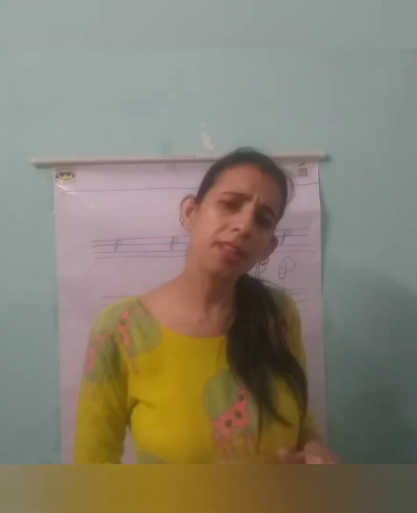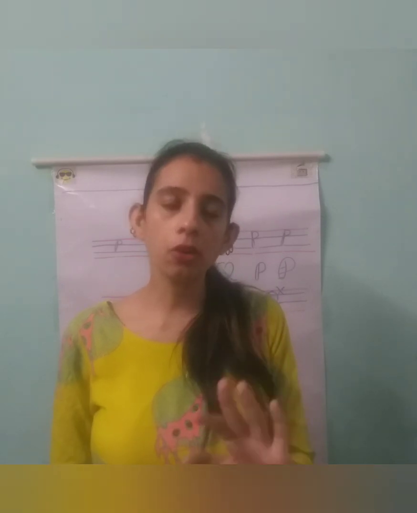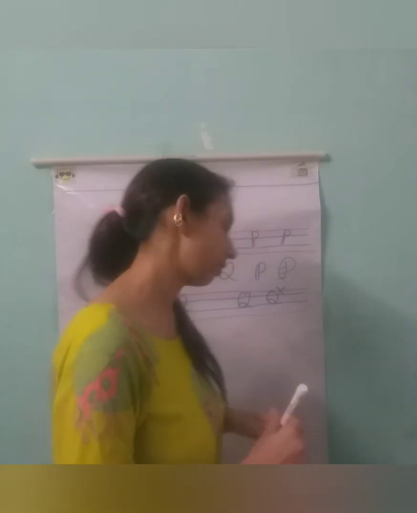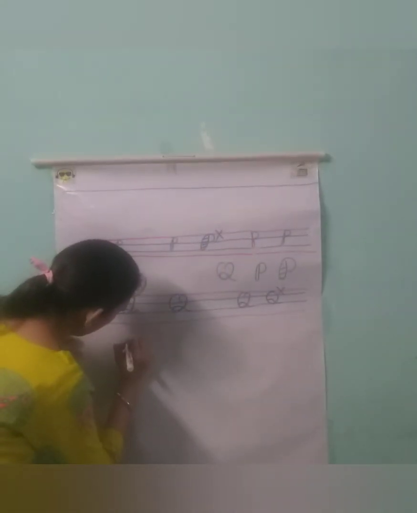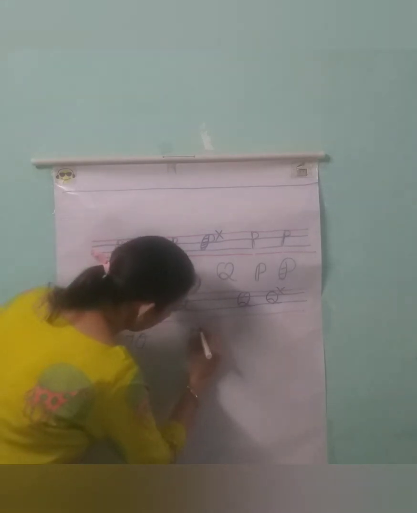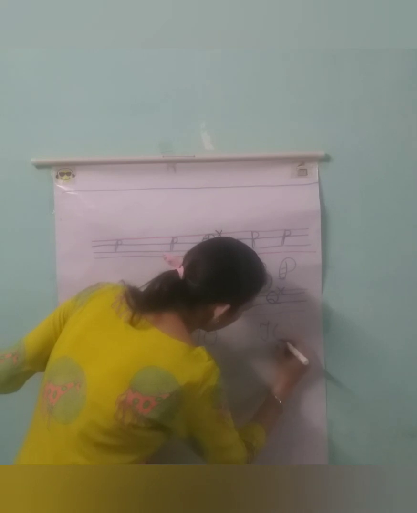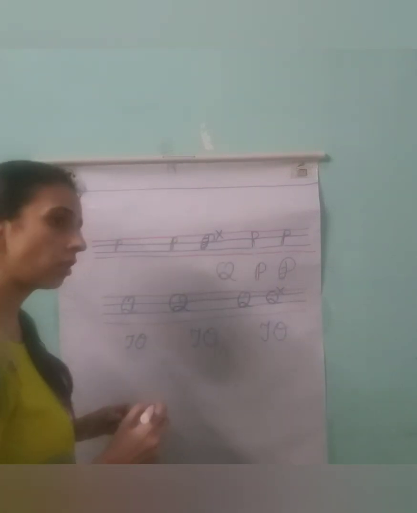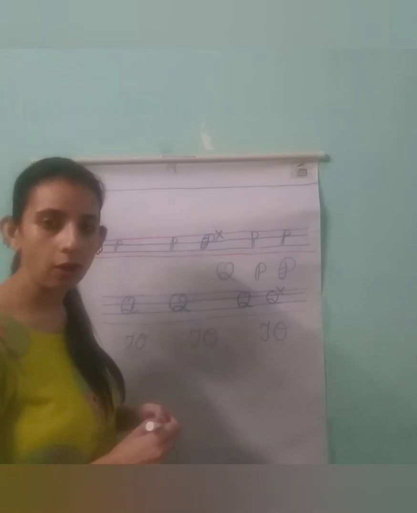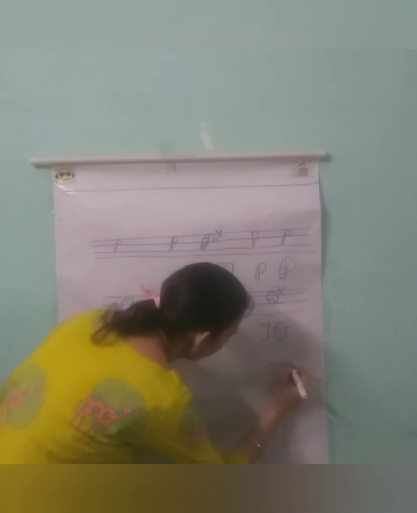Now I am giving you some five before and afters for practice. Do it in your copy and do send me the pictures. Okay. So here I am writing 10, 20, 30. Okay, children. So this is 10, 20, 30. Now what you have to do is underline it and underline here.